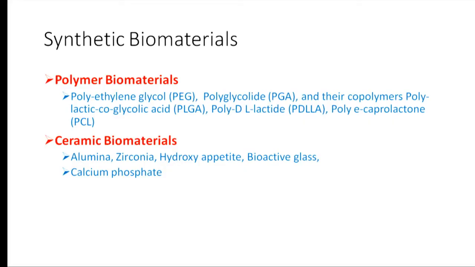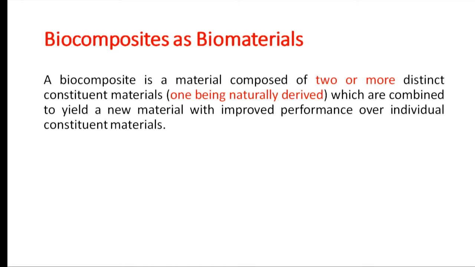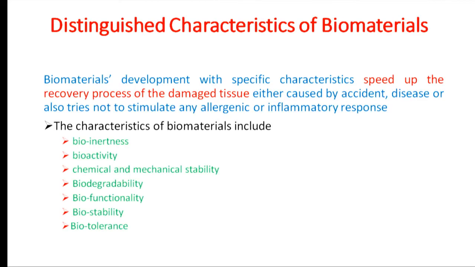In the synthetic category, there are polymers. There are different polymers: PLGA, polylactic acid, polycaprolactone. These are synthetic polymers. Depending on where you want to use them, you use these polymers. And among ceramic biomaterials, hydroxyapatite is a very famous one, and bioactive glass as well. A composite biomaterial is a material composed of two or more species, and one of them is naturally derived. That becomes a biocomposite. Those are the definitions of what sorts of biomaterials exist.